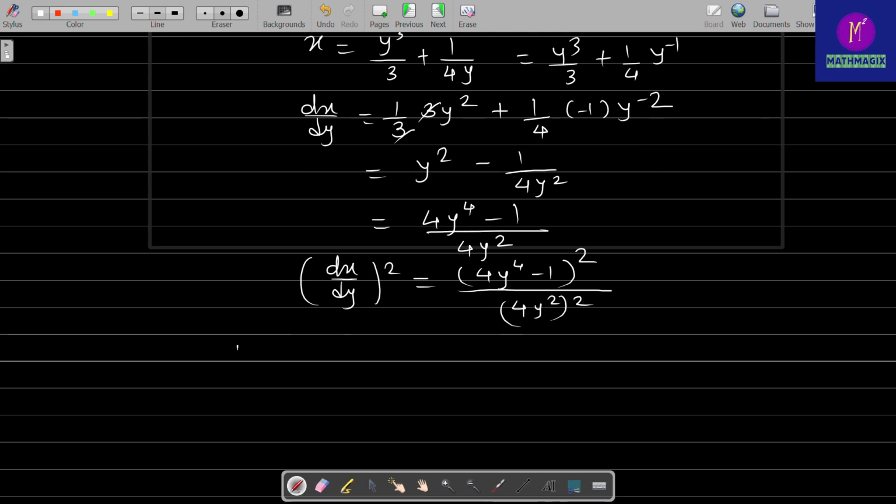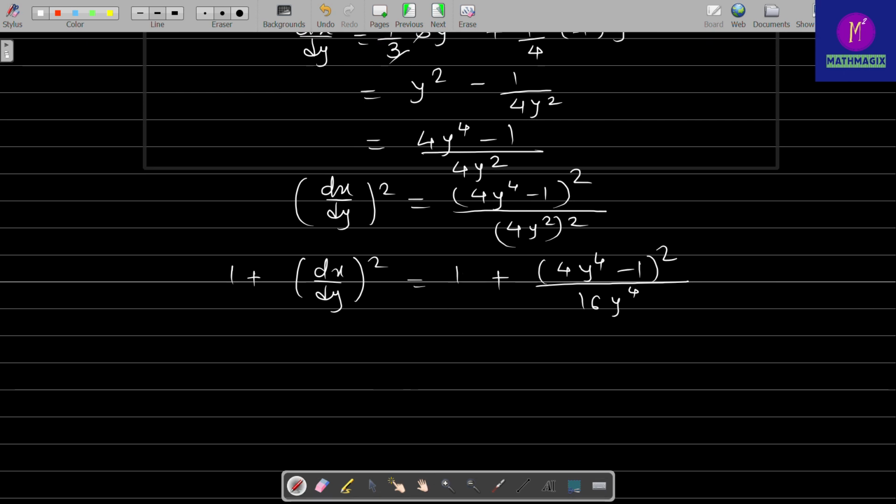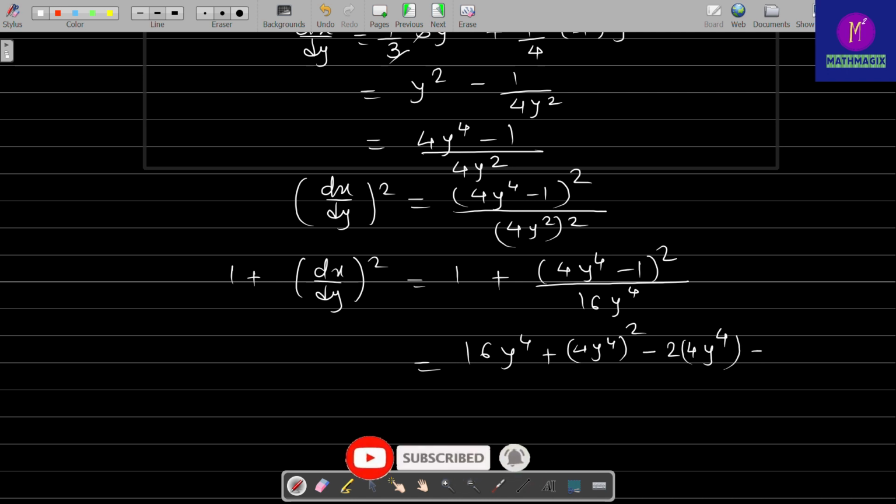Let us find out 1 plus (dx/dy) the whole square, which is equals to 1 plus (4y^4 - 1) the whole square divided by 16y^4. And now this is equal to, by cross multiplication, we will get 16y^4. Let us solve this (4y^4 - 1) the whole square using the formula of (a - b) the whole square. That will be (4y^4) the whole square minus 2 into 4y^4 plus 1, divided by 16y^4.